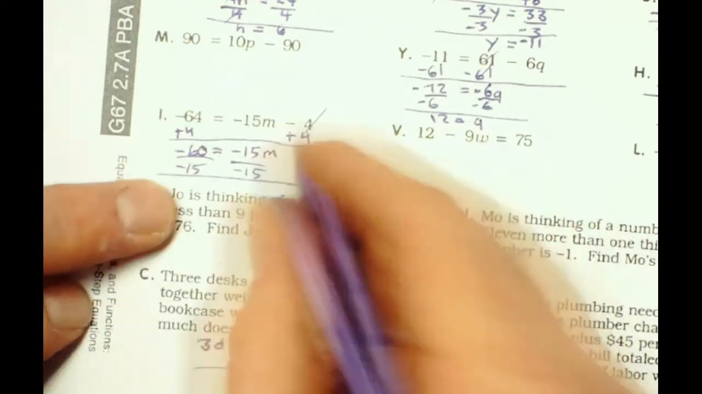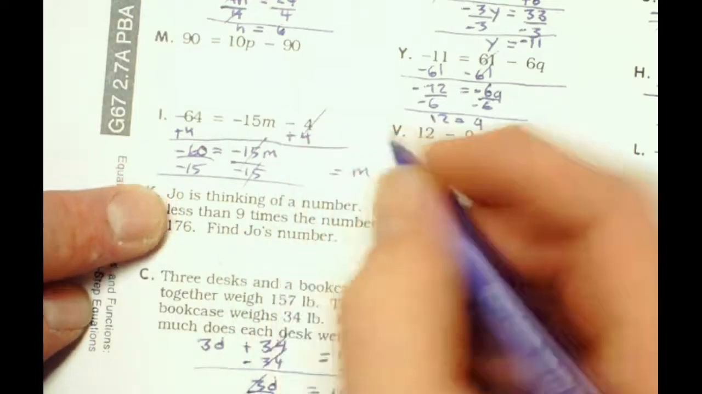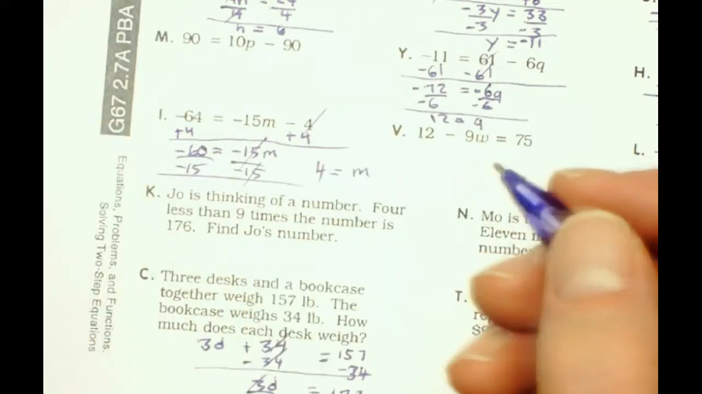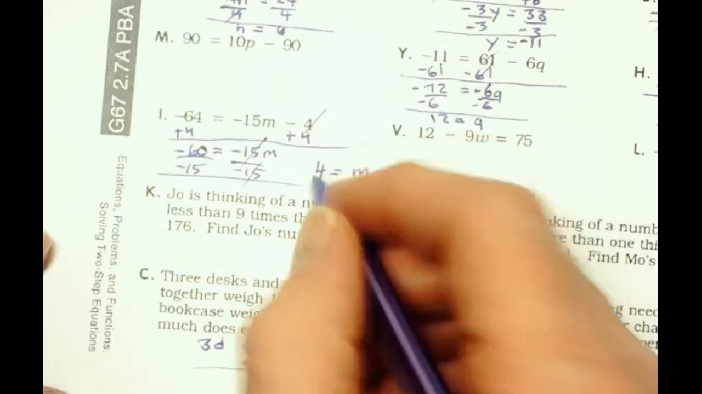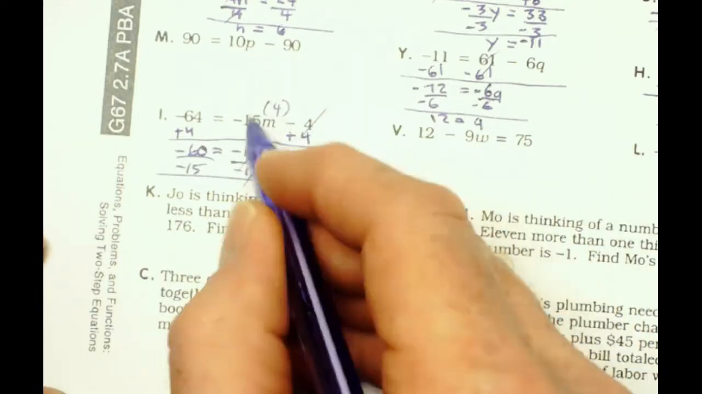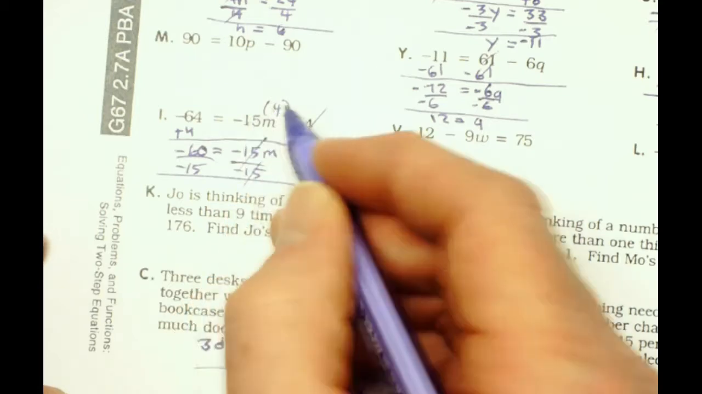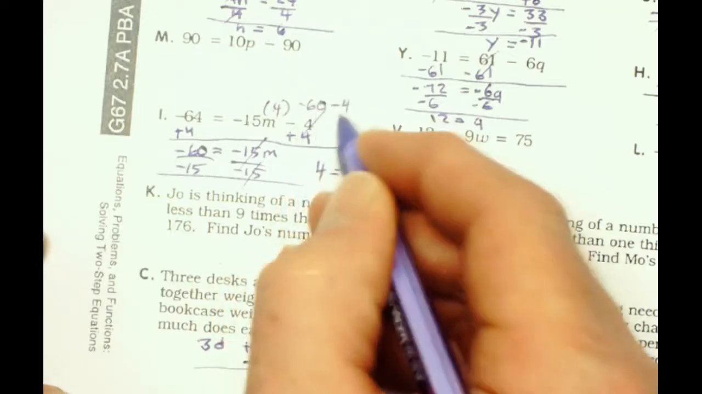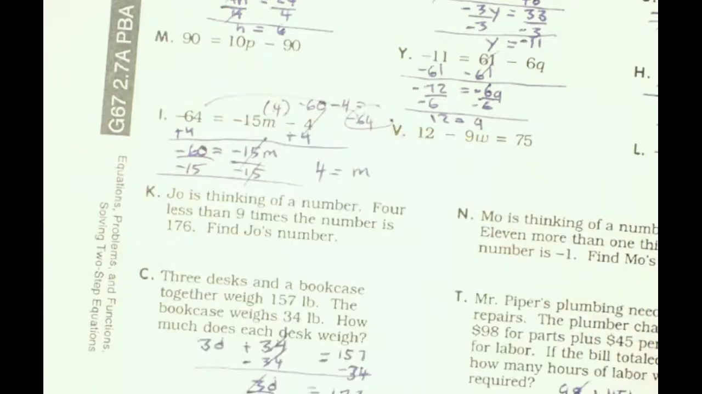I'll move this up over here now. So the negatives cross off. I'm going to be left with a positive m. And then 60 divided by 15 is 4. So m equals 4. And you can always check these by pumping them in. This would be negative 15 times 4 would give me a negative 60. A negative 60 minus 4 would give me a negative 64. That's what the answer was over there.